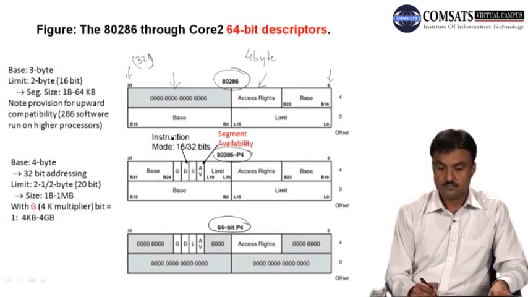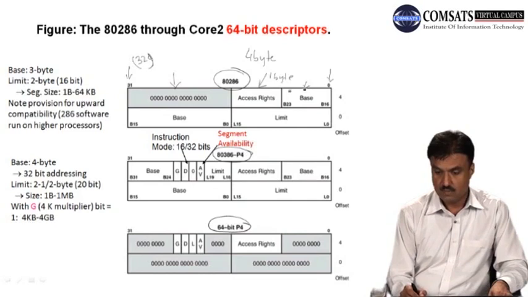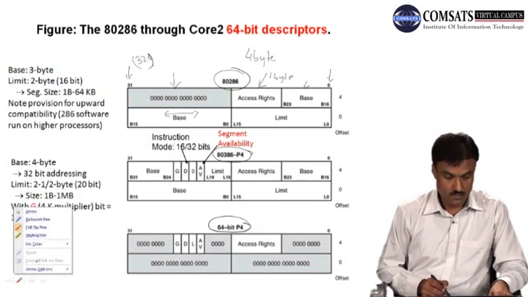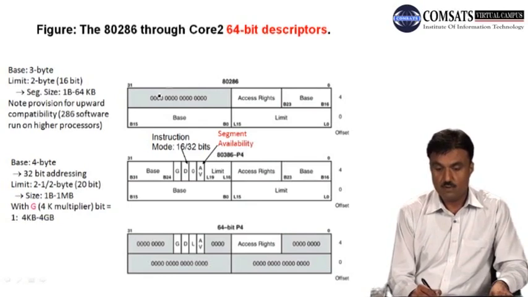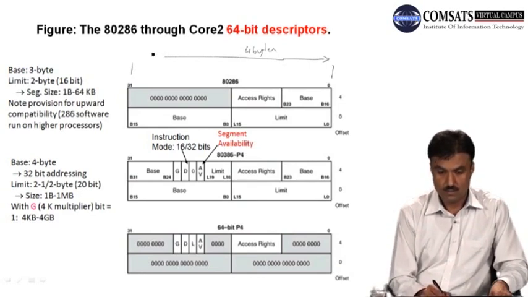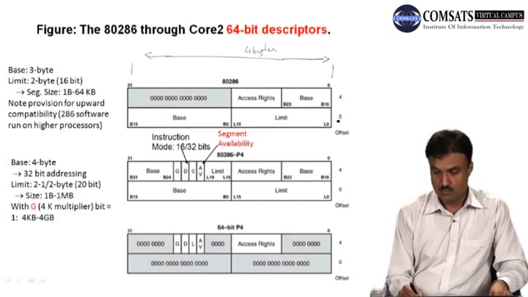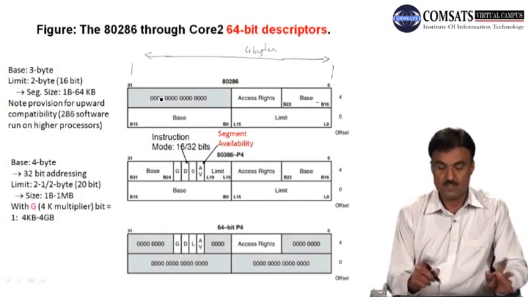Here the access rights is 1 byte, and the base is 1 byte here plus 2 bytes here, so the complete base is all of these. By default these 2 bytes are 0 for the 80286. So from here to here it is completely 4 bytes, and this one is also 4 bytes. So the complete descriptor is 8 bytes.